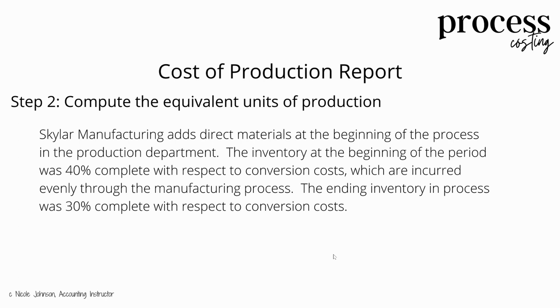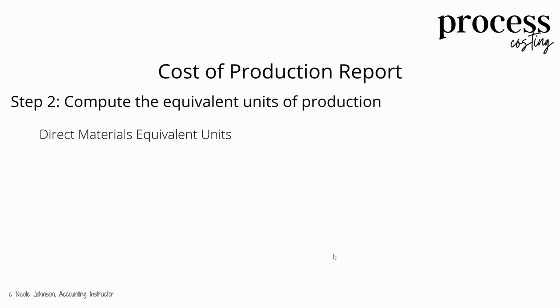Schuyler Manufacturing adds their direct materials at the beginning of the process in the production department. The inventory at the beginning of the period was 40% complete with respect to conversion costs, which are incurred evenly through the manufacturing process. The ending inventory in process was 30% complete with respect to conversion costs.